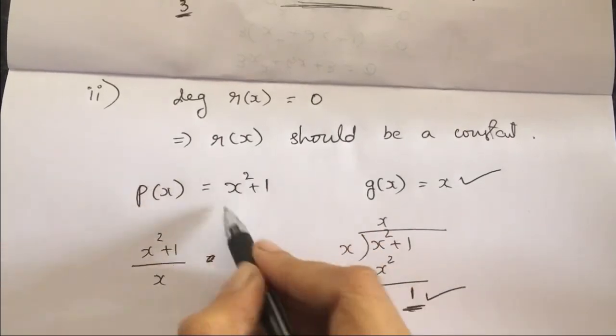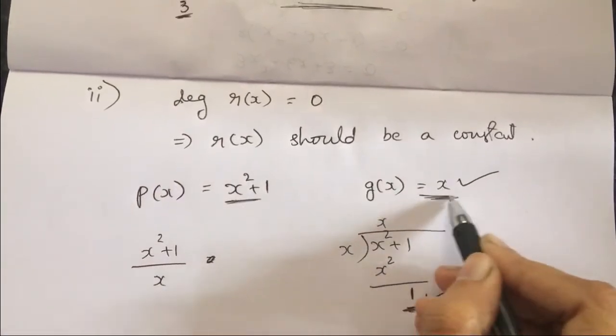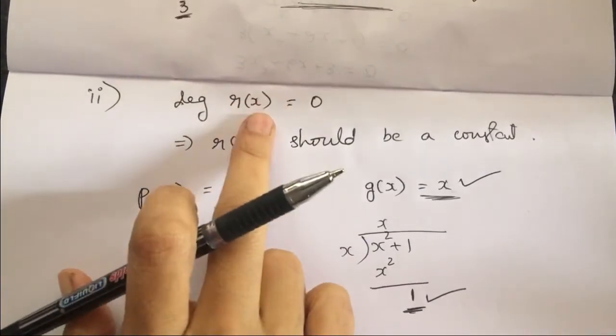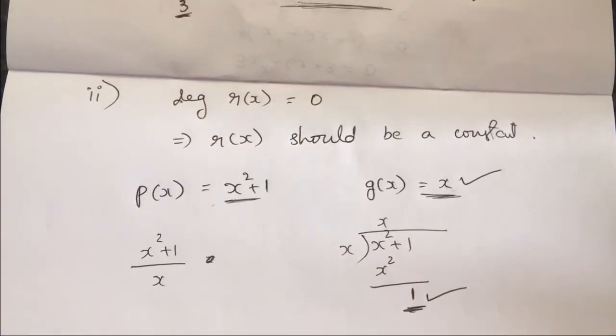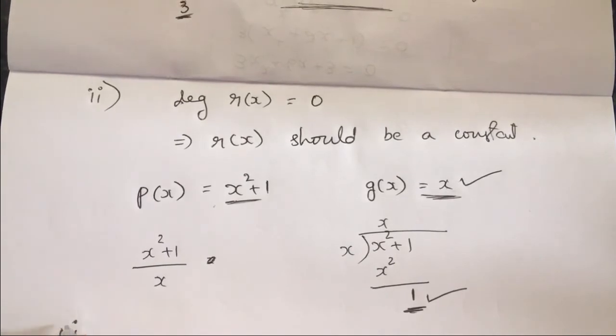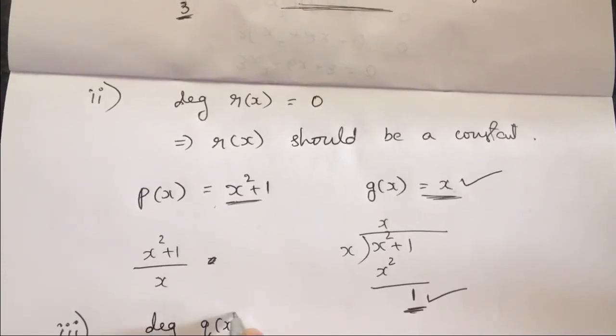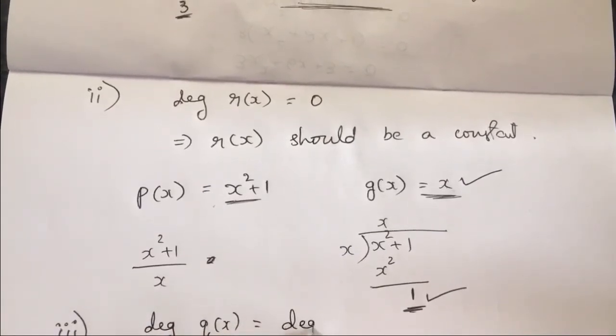So these two give you the values of p of x and g of x. So this is the example where you are getting degree of the remainder function as 0. Now the third condition, they are saying degree of q of x is equal to degree of r of x. This is quite interesting.